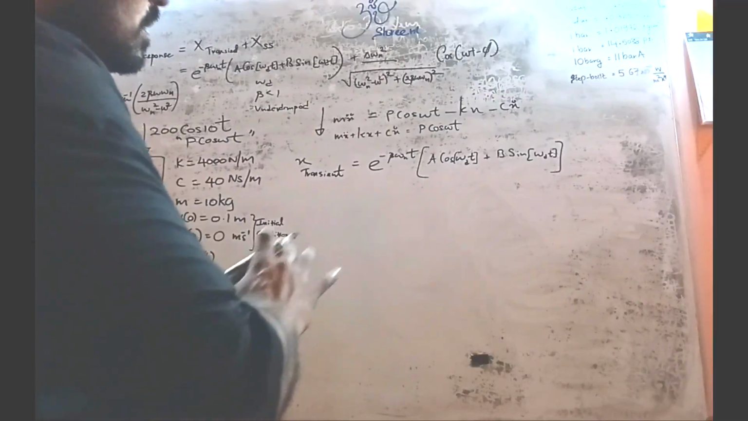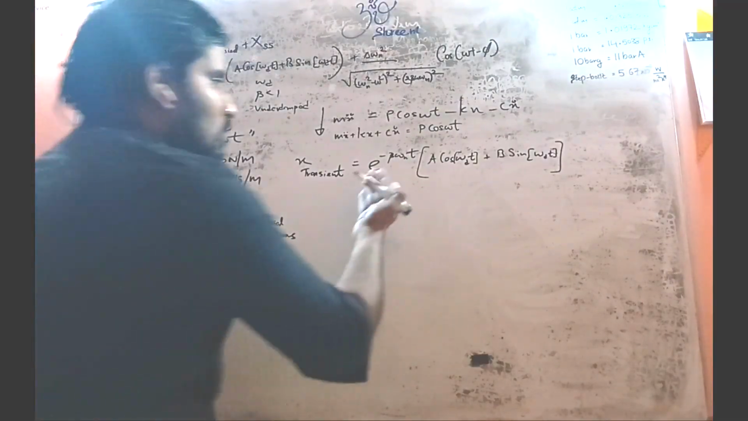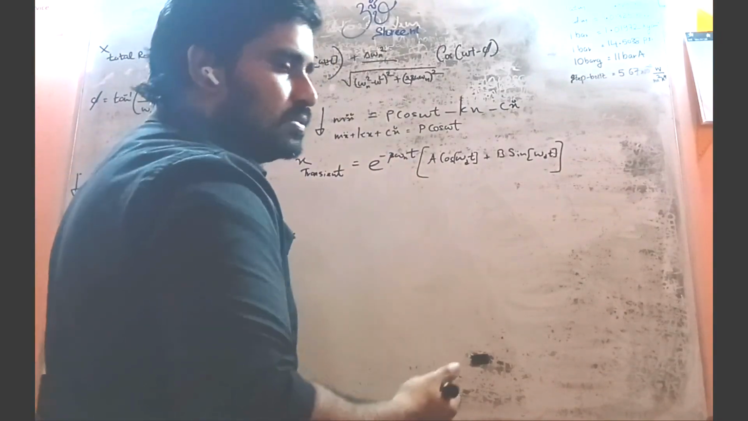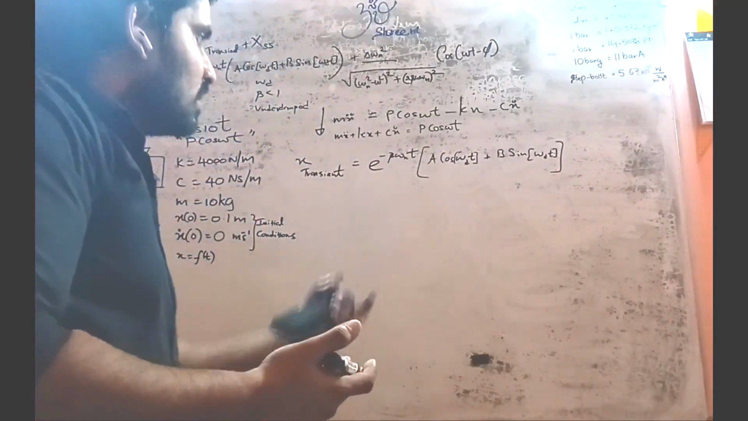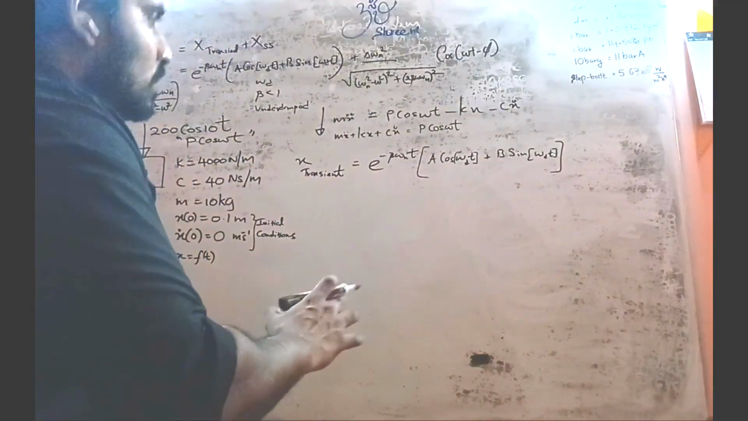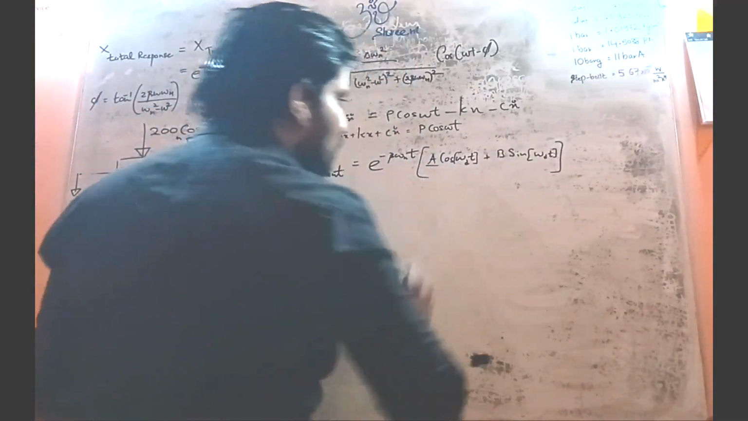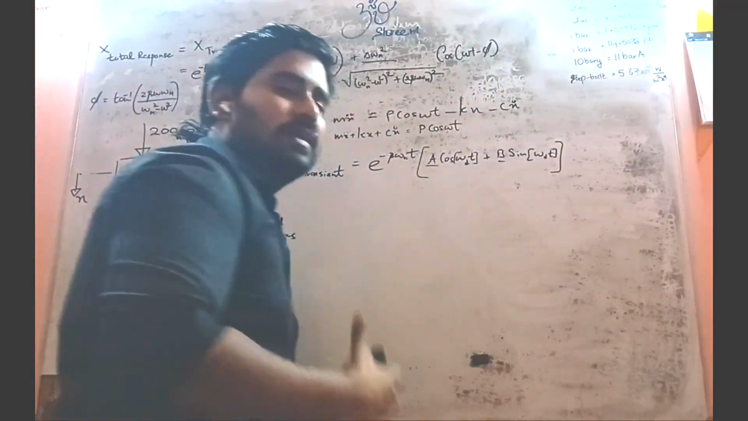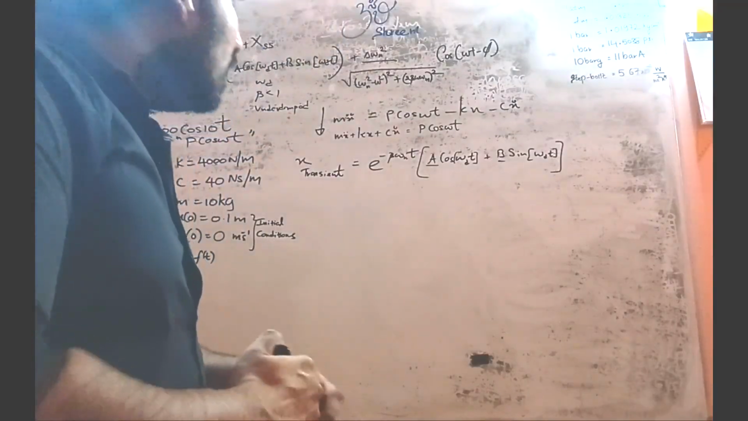Now we have to calculate what beta is and what omega n is. Here t represents time. This a is a constant that we have to determine, and this b is also a constant that we have to determine.